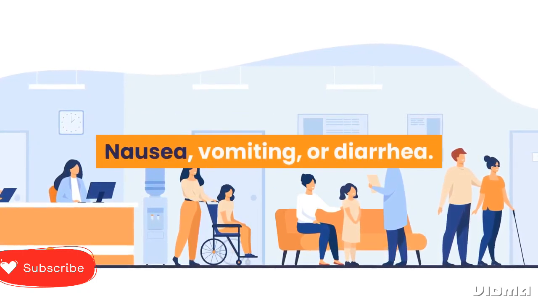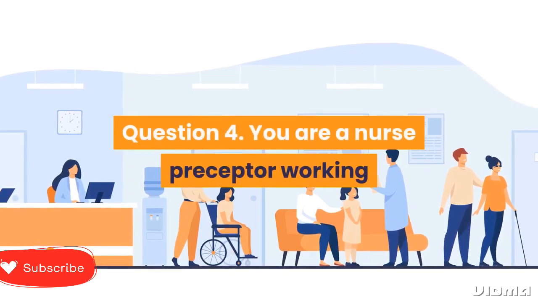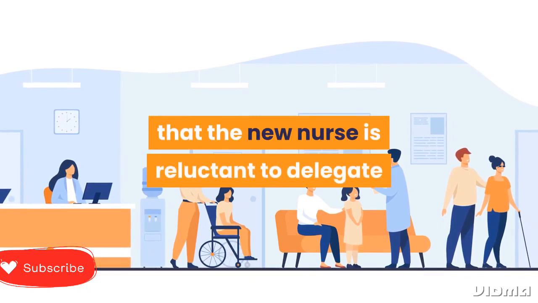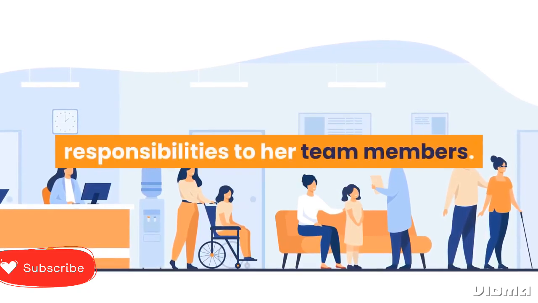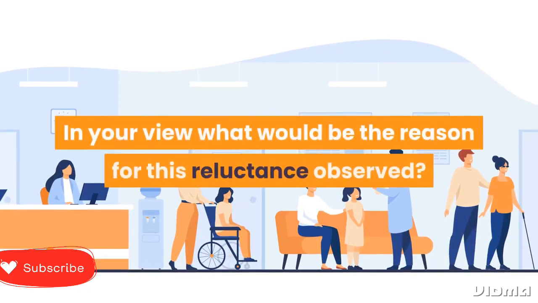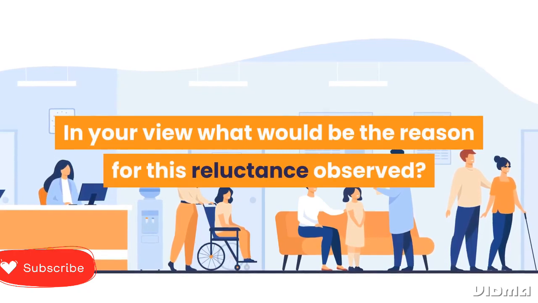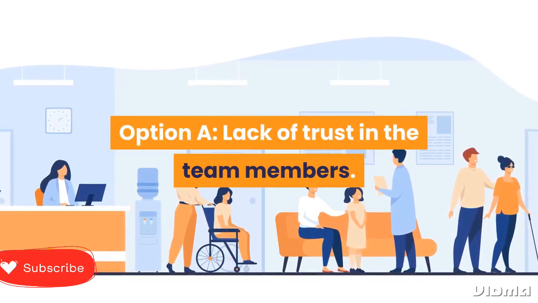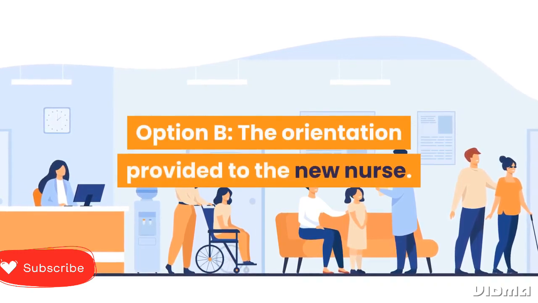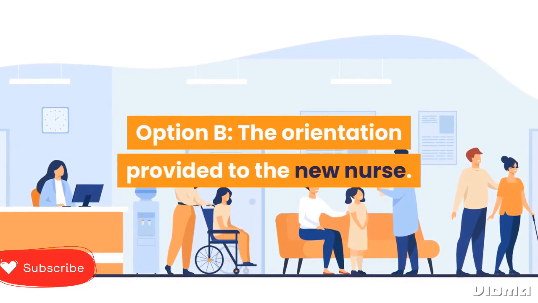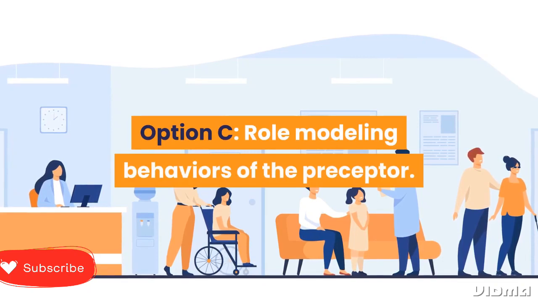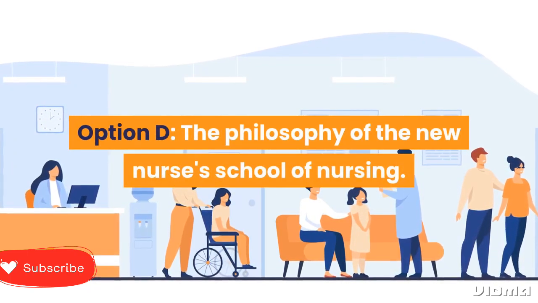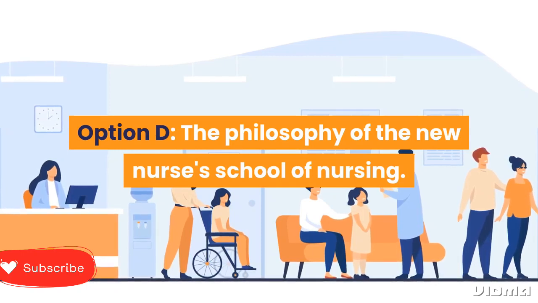Question 4. You are a nurse preceptor working with one of the new nurses and observe that the new nurse is reluctant to delegate responsibilities to her team members. In your view, what would be the reason for this reluctance observed? Option A, lack of trust in the team members. Option B, the orientation provided to the new nurse. Option C, role modeling behaviors of the preceptor. Option D, the philosophy of the new nurse's school of nursing.